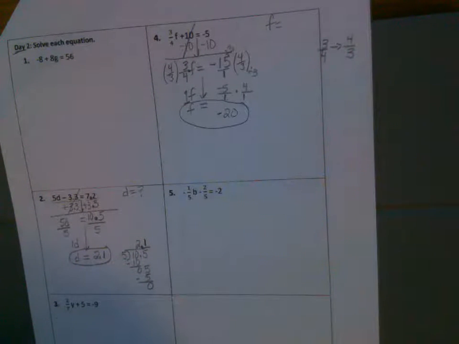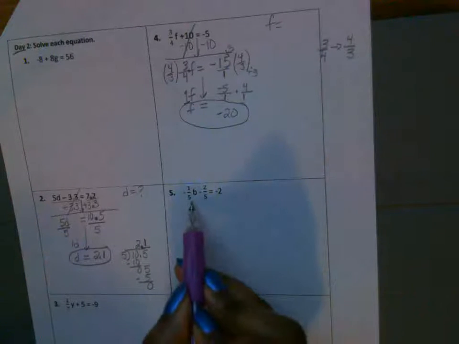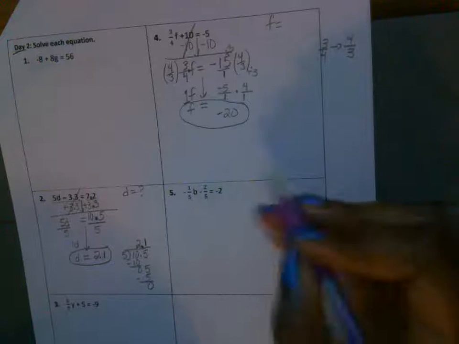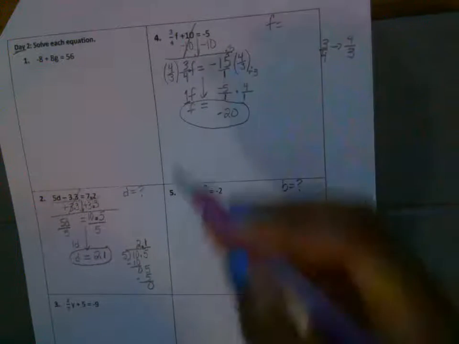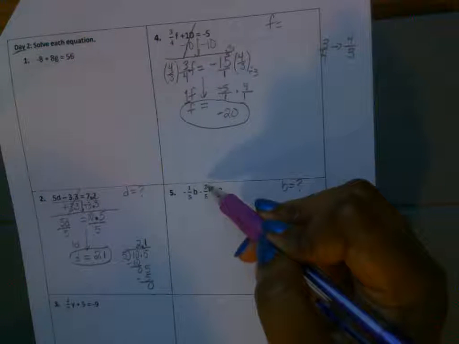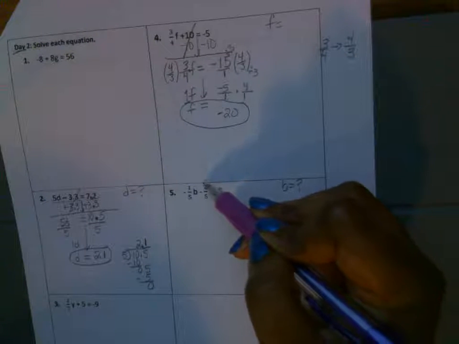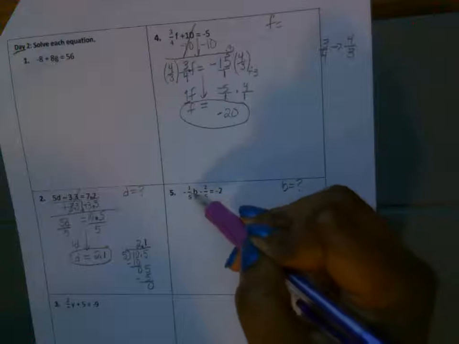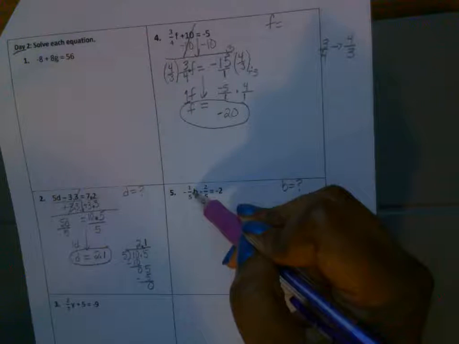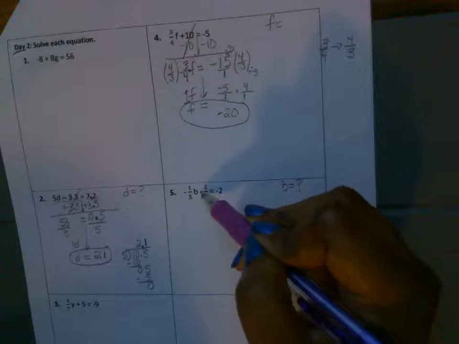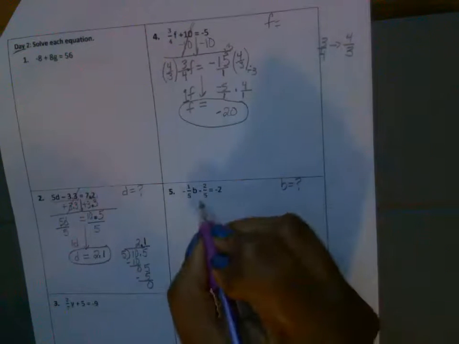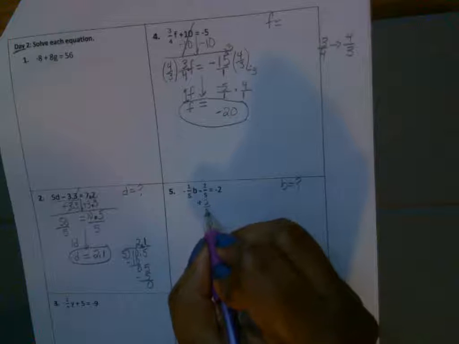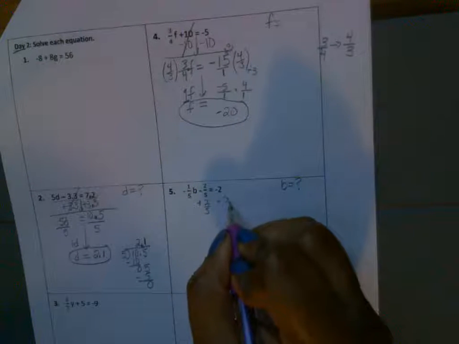Number 5 here, let me pause real quick. For number 5, I've got to get b by itself. Isolating b. So I'm going to move all numbers that can be added or subtracted. I'm going to move this first. This number is attached by subtraction, so I'm going to move this because there's a minus sign in front of it. The opposite of subtraction is to add. So I'm going to add 2/5 on both sides to get rid of the 2/5.